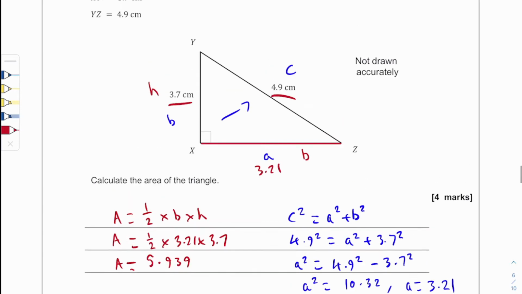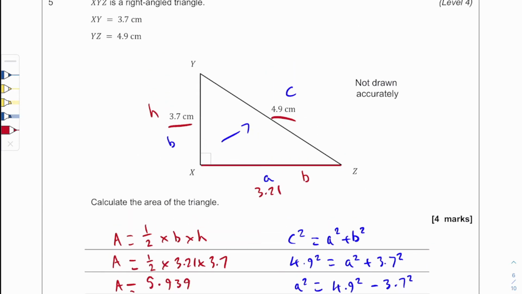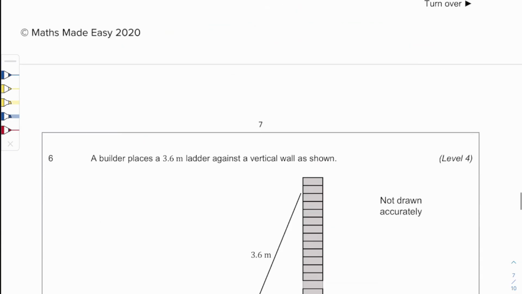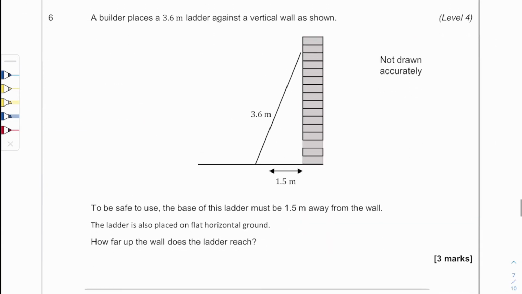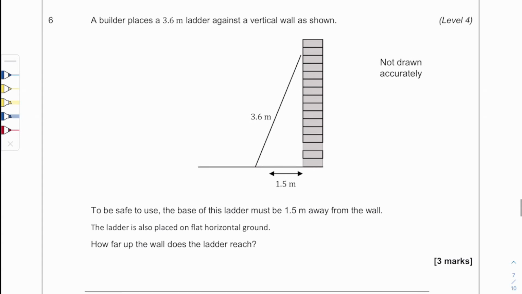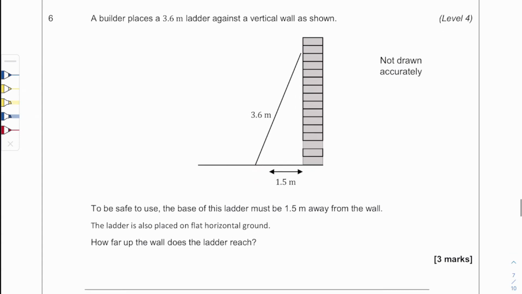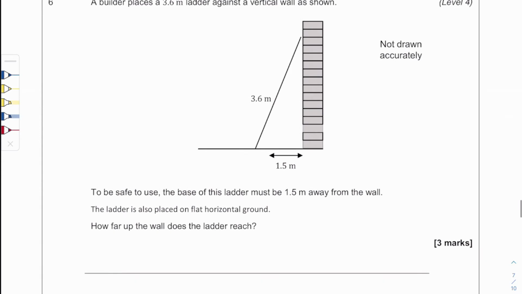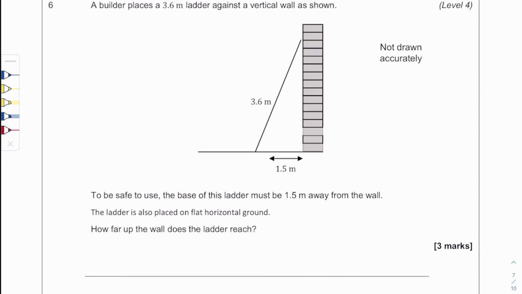Okay, so that one was a bit harder. We needed to work out the length of this side and then use a formula for area of a triangle. Okay, let's take a look at question number 6. So this one's got a few more words involved. It's not as much reliant on the diagram, so let's have a read of it.